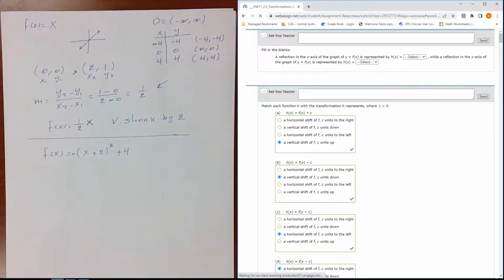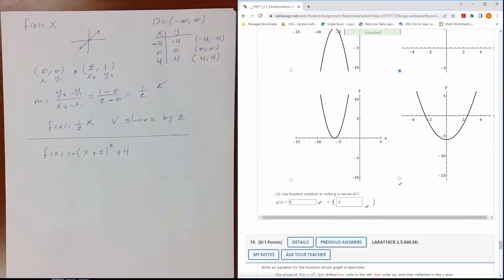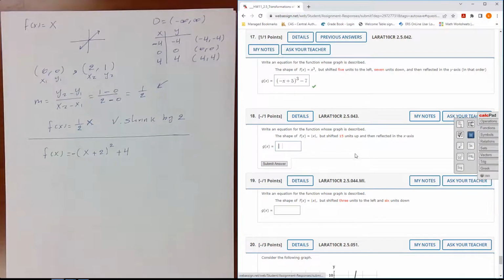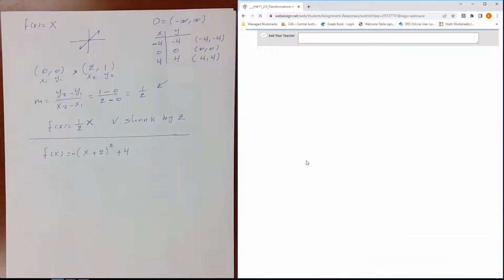Next example is going to be now the absolute value shifted 15 units. The absolute value, go to the functions. Here's the absolute value, 15 units up. Here's the x. The 15 units up is outside. And reflect over x-axis, that means the negative sign outside. That's it for this example.